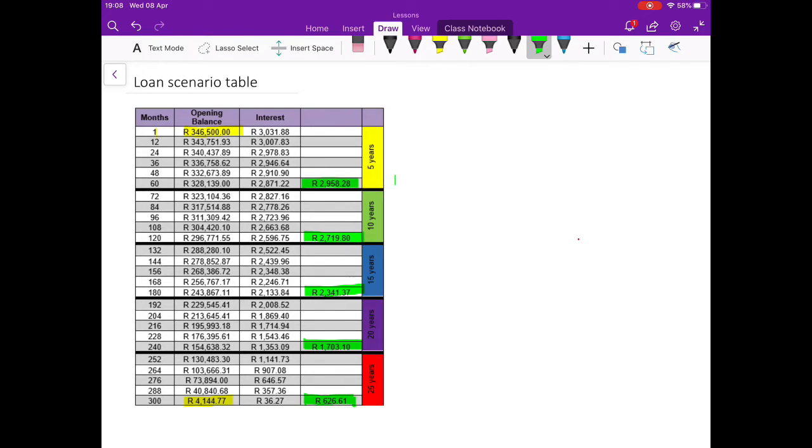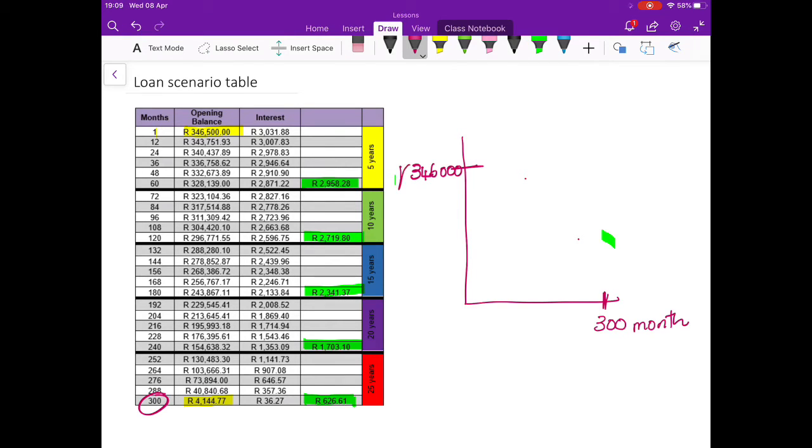Right, now the next thing we have a look at is to see where the graph will intercept with the axis. We've said it's going to intercept the vertical axis at approximately 346,000. Where will it intercept the horizontal axis? Well, this is going to be the number of months. So this is going to be 300 months. And up here, we're going to have rands.